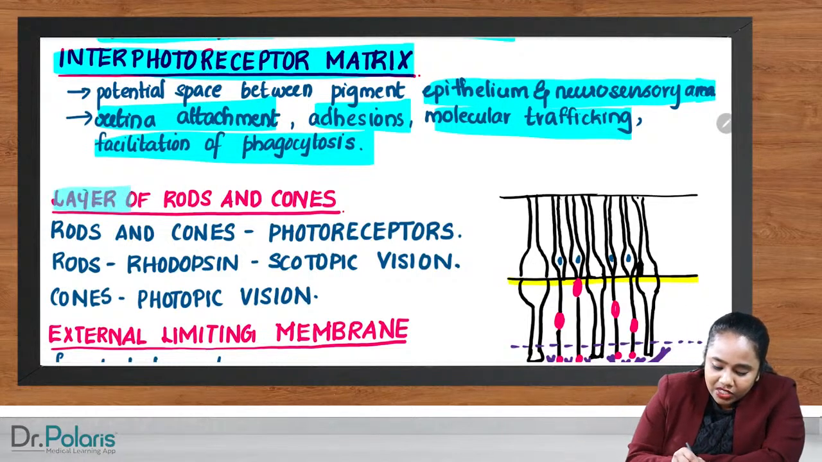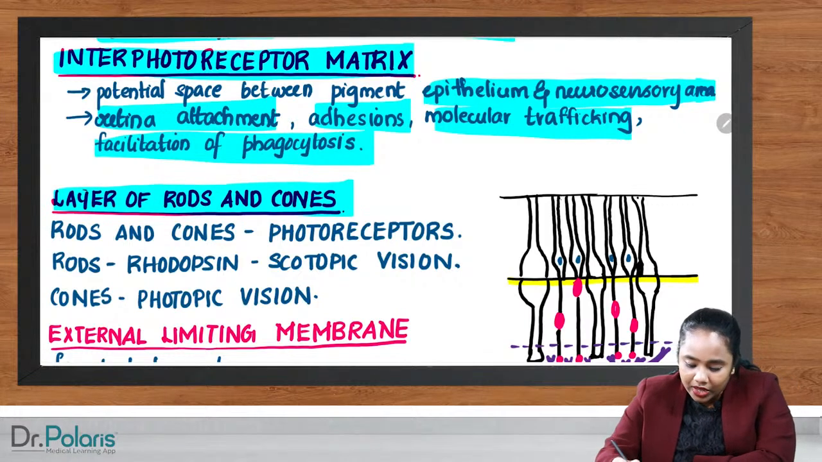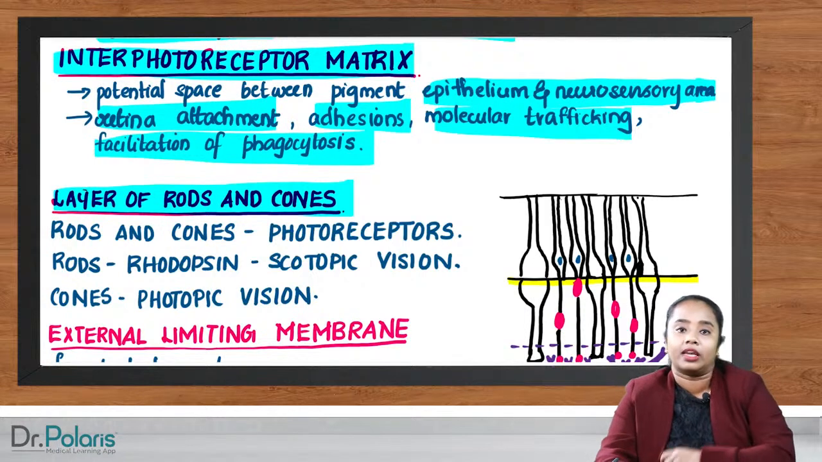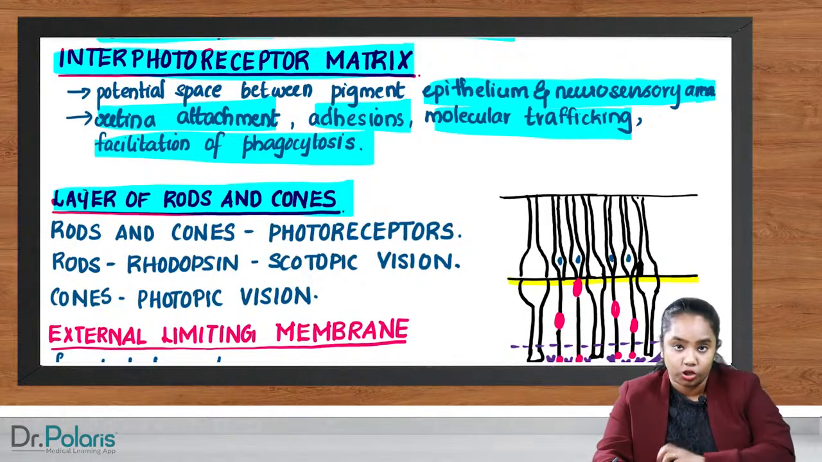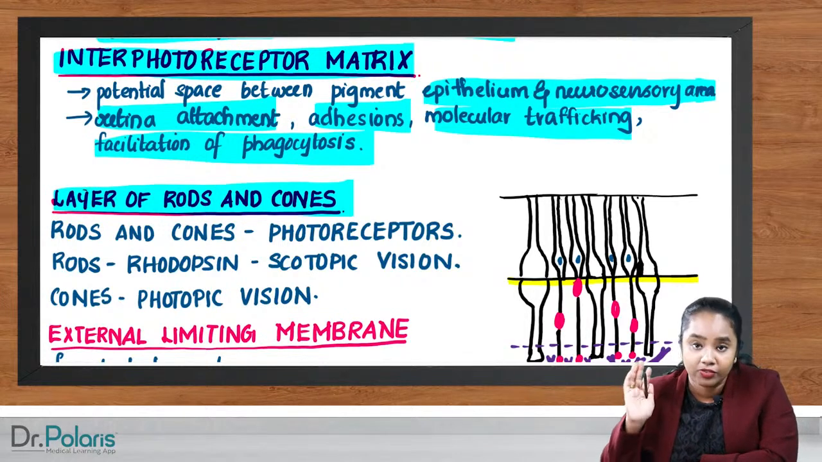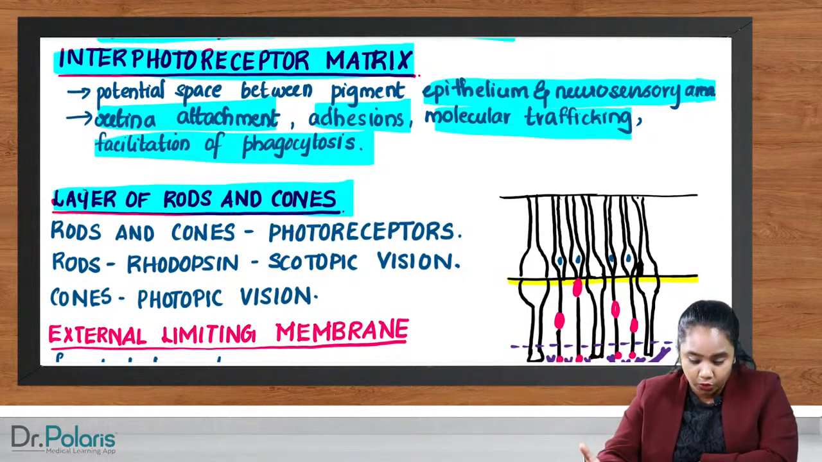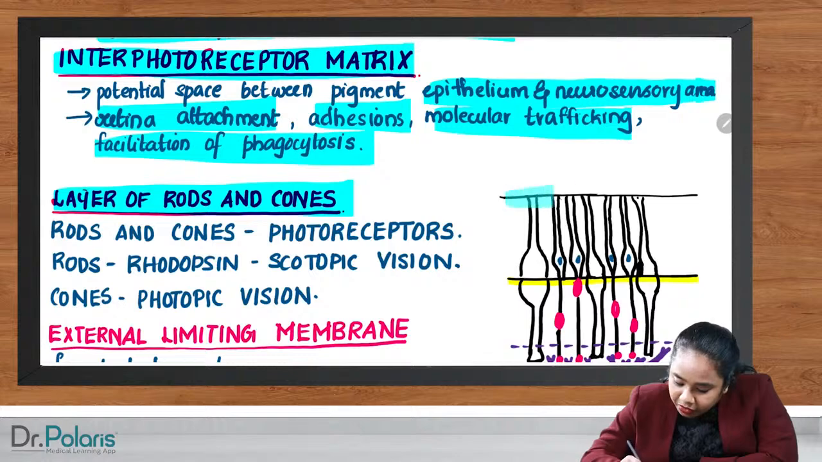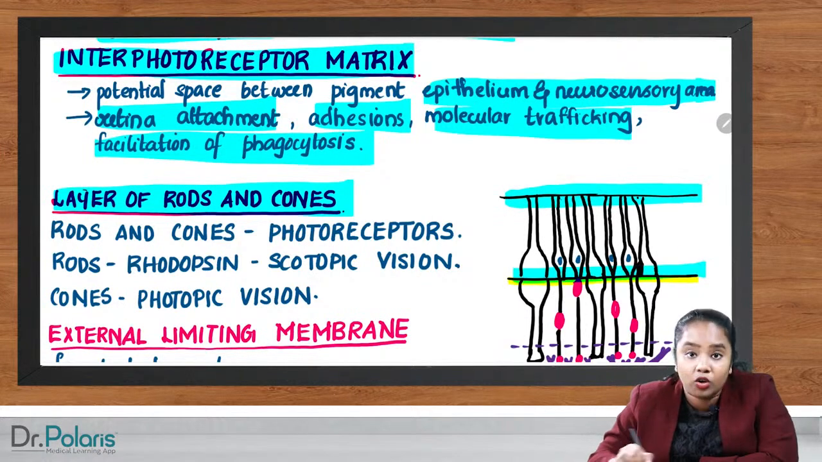Now coming to the second layer, which is the layer of rods and cones. Here you can see multiple cells, rods and cones. They are actually photoreceptors. Rods have rhodopsin in them and help with scotopic vision. Cones have another pigment and help with photopic vision. So the second layer is the layer of rods and cones, which are photoreceptors. Rods contain rhodopsin and help with scotopic vision, and cones help with photopic vision. You can see here the different types of cell.